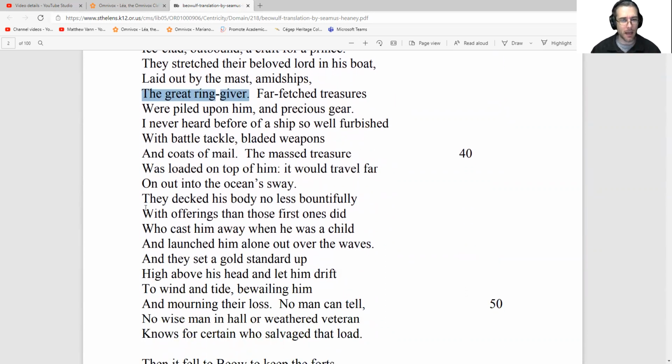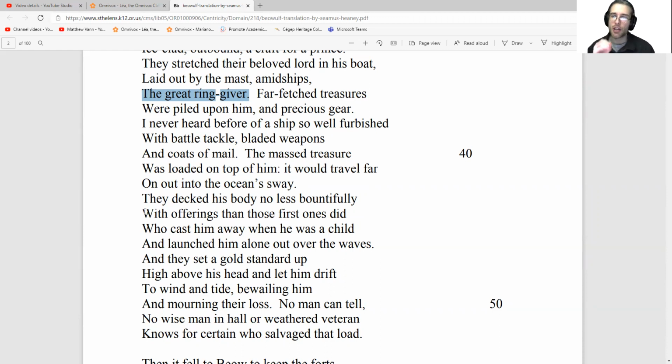They decked his body no less bountiful with offerings than those first ones did who cast him away when he was a child, and launched him alone out over the waves. And they set a gold standard up high above his head, and let him drift to wind and tide, bewailing him and mourning their loss.